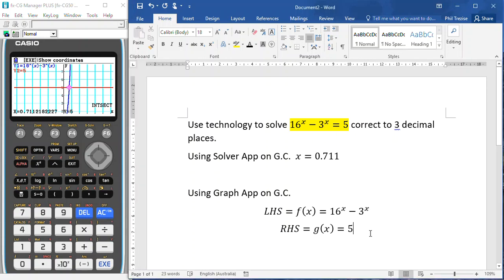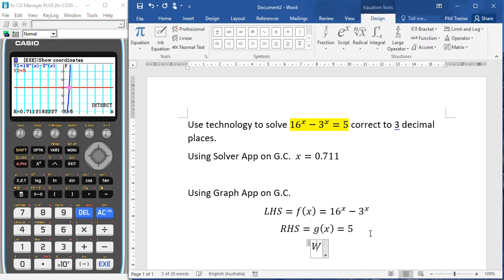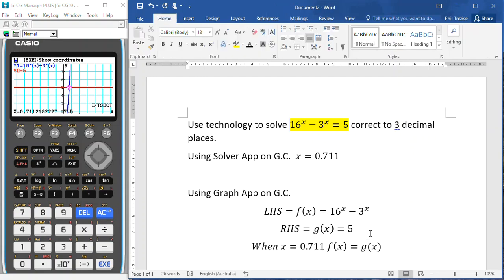How would I finish this one off then? Well, I would say something along the lines of when x equals 0.711, f of x equals g of x, and that's sufficient justification for stating our solution. Definitely mention the use of the graphic calculator as part of your work. That's all for now.